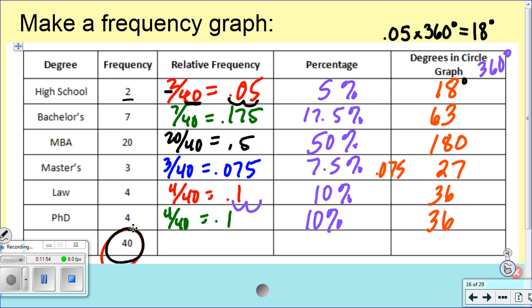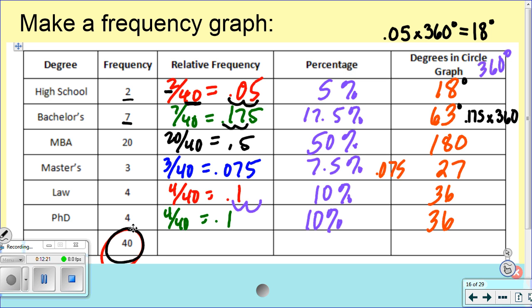So for my bachelor's, I have 7 divided by 40. Total remains the same, still 40 people. I'm going to get 0.175. If I move my decimal point over twice, 17.5%. And again, over here, it would be 0.175 times 360. And I'm going to get 63 degrees. I'm not going to go through each one of these, but you get the idea.